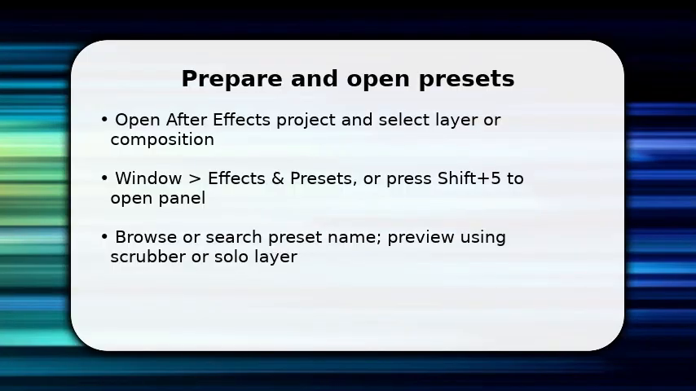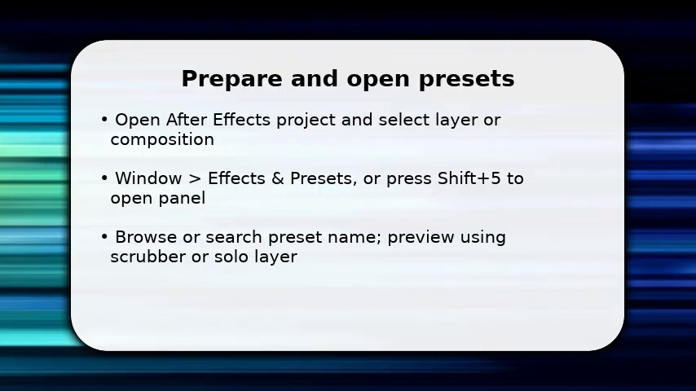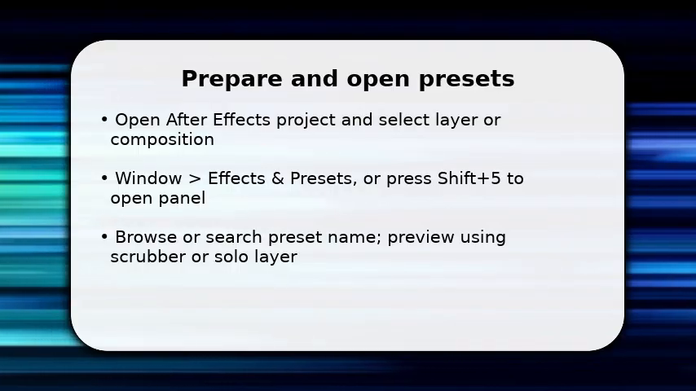You start by opening the project and selecting the layer you want the preset on. Once done, open Effects and Presets, Window, Effects and Presets, or Shift+5, so you can search quickly. Make sure your timeline indicator is at the frame where you want the effect to begin.